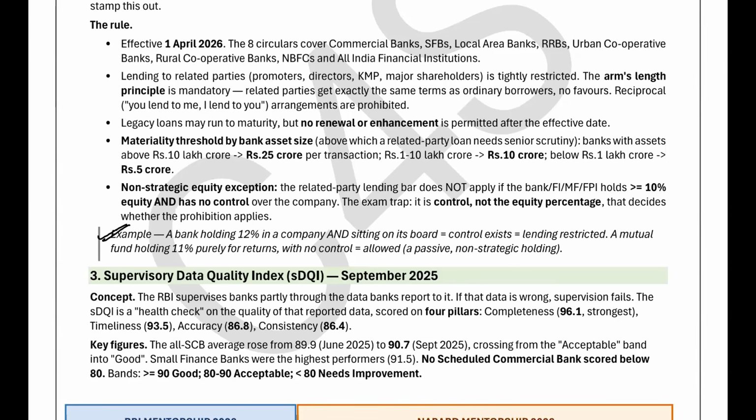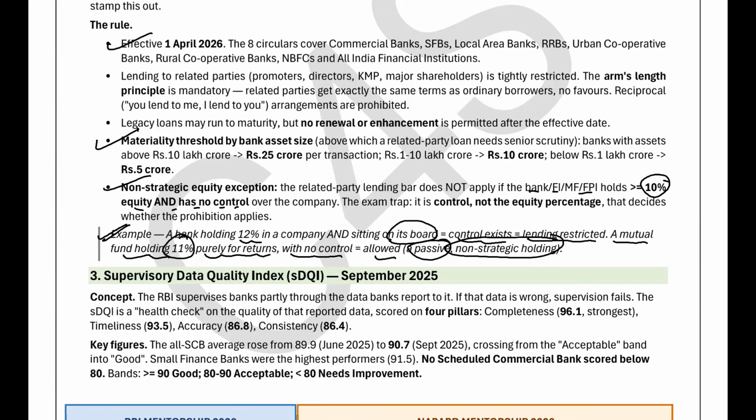तो यहाँ एक example भी दिया हुआ है, you should understand. देखो, जहां जहां डेटा दिया हुआ है, that you should understand. ये देखो, non-strategic equity exemption में क्या क्या है, that the bank, financial institutions, ठीक है, FPI, MF holds greater than or equal to 10%, please note it down, equity and has no control. ये पॉइंट mention कर लो, and this is only important in this circular. ठीक है. अब ये example के through you can understand. A bank holding 12% in a company and sitting on its board: control exists, lending is restricted. A mutual fund holding 11% purely for returns with no control rights is a passive non-strategic holding. This is all about it.